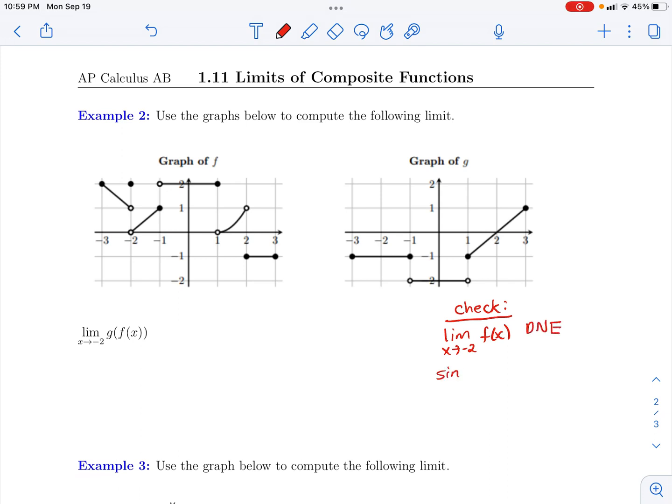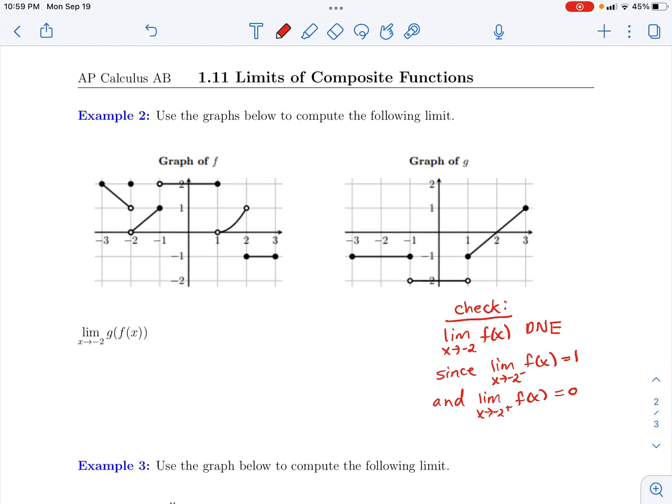And I'm going to say that, since the left-hand limit doesn't equal the right-hand limit, right? The limit as x approaches -2 of the function f from the left would be 1, right? And then the limit as x approaches -2 from the right of f of x is equal to 0. Okay, so since the left and right-hand limits don't match up, we know the limit doesn't exist. So that means that I can't find the limit of the inner function and just plug it into the outer function to figure out what this limit is.